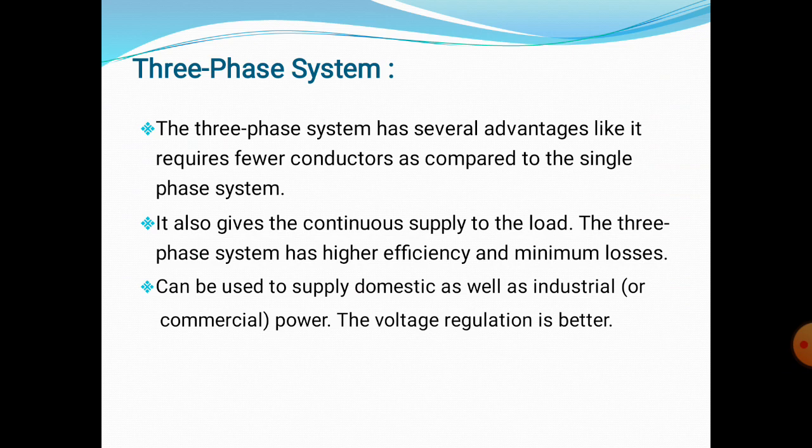First, we will discuss what is meant by three phase system. This system requires fewer conductors as compared to the single phase system, so losses are very less. The output has a higher efficiency, and it also gives continuous supply to the load. This three phase system can be used for domestic as well as industrial power supplies. The voltage regulation of three phase system is also very good.